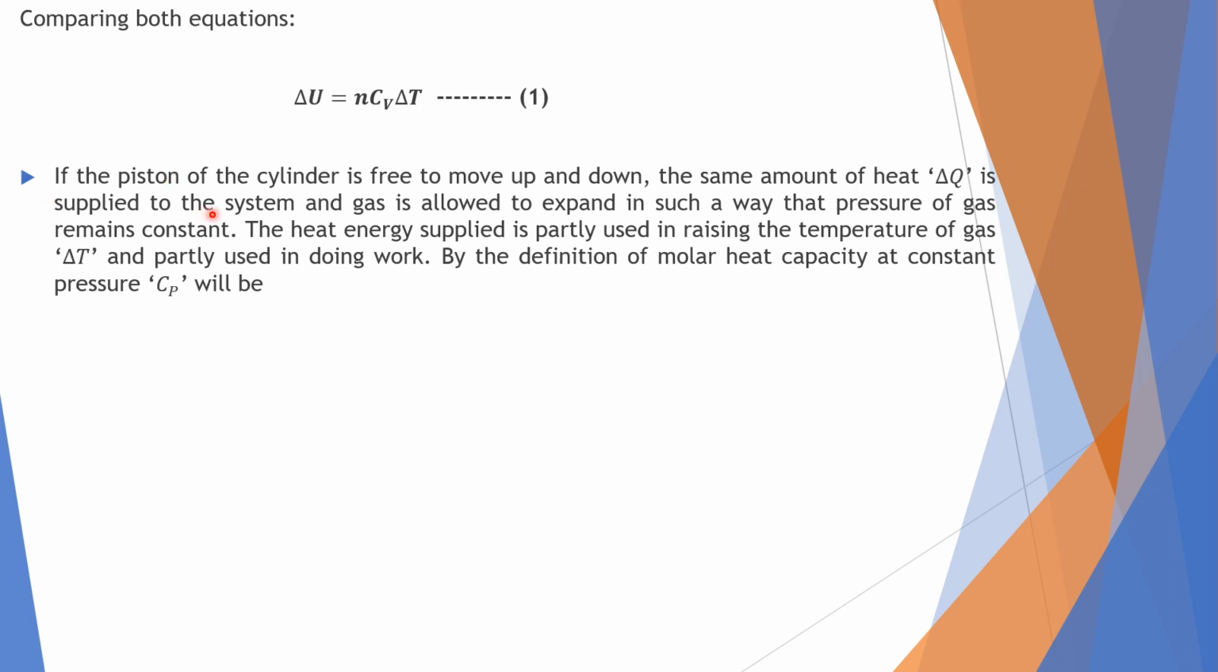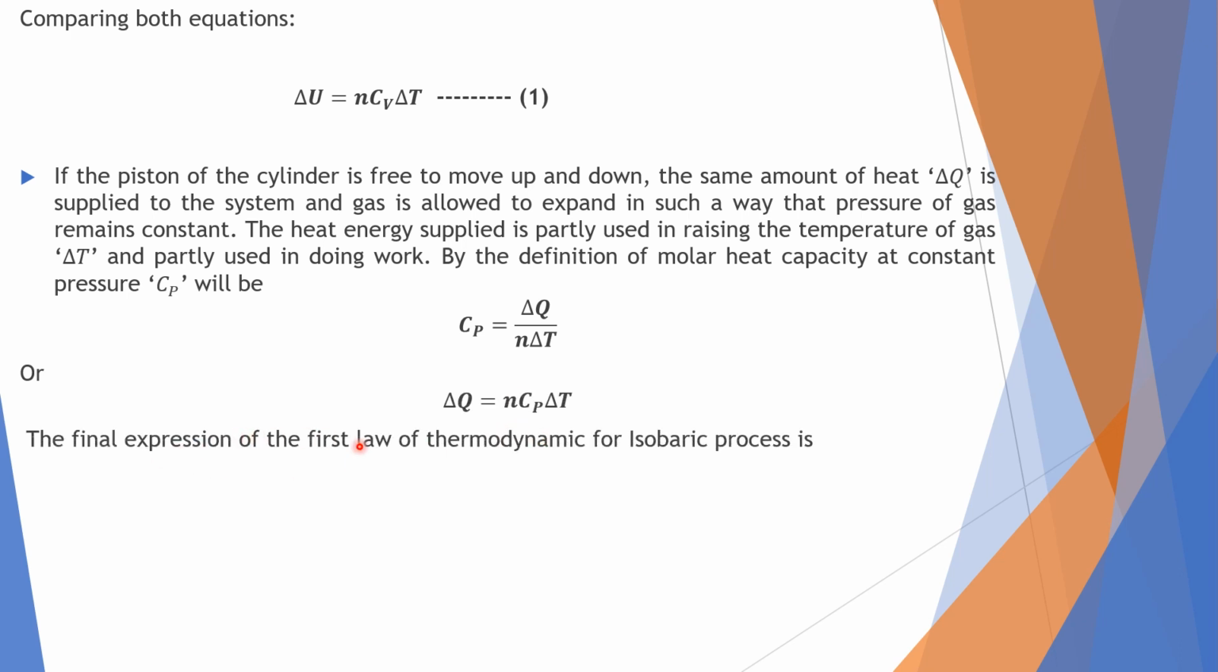Okay, now if the piston of the cylinder is free to move up and down, the same amount of heat delta Q is supplied to the system, and the gas is allowed to expand in such a way that the pressure of the gas remains constant. So the heat energy supplied is partly used in raising the temperature of the gas, that is delta T, and partly used in doing work, that is delta W. So by the definition of molar heat capacity at constant pressure, Cp will be delta Q upon n delta T, or delta Q is equal to n Cp delta T.